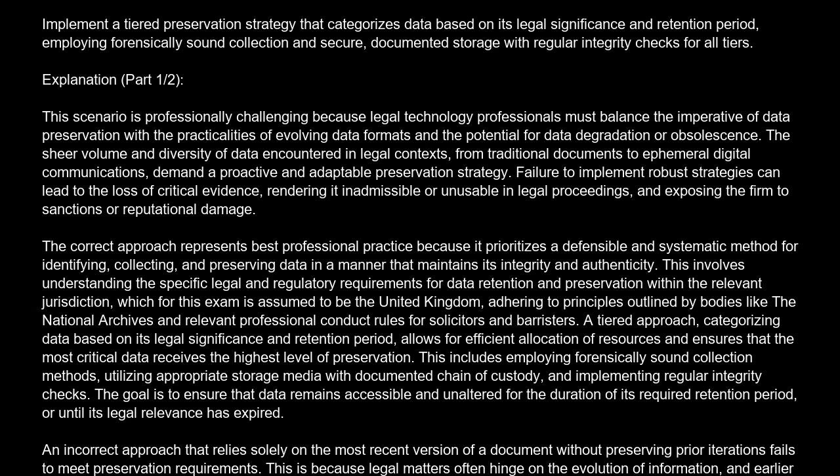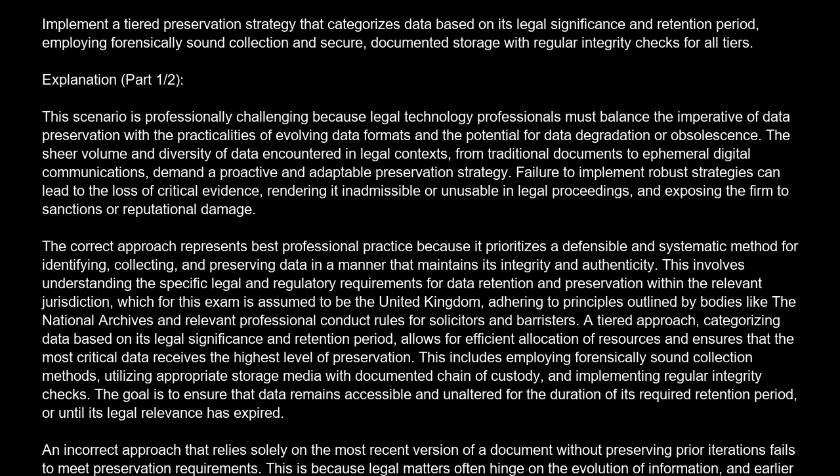The correct approach represents best professional practice because it prioritizes a defensible and systematic method for identifying, collecting, and preserving data in a manner that maintains its integrity and authenticity. This involves understanding the specific legal and regulatory requirements for data retention and preservation within the relevant jurisdiction, which for this exam is assumed to be the United Kingdom, adhering to principles outlined by bodies like the National Archives and relevant professional conduct rules for solicitors and barristers.